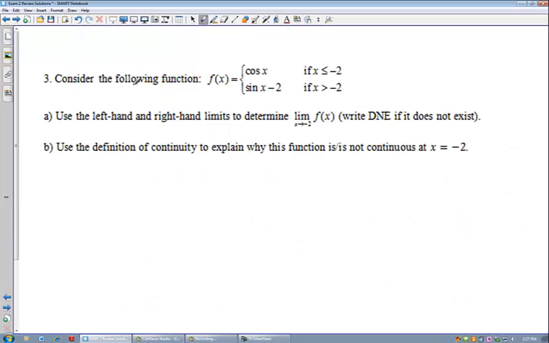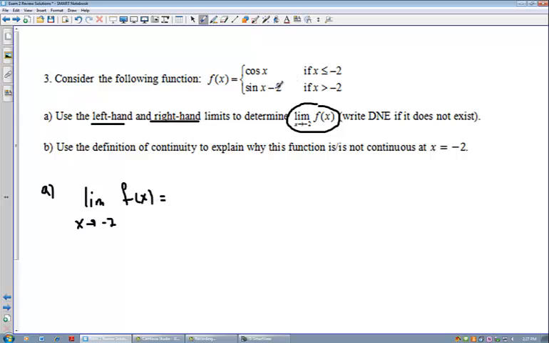All right, number 3. So number 3 says consider the following function. So we have a piecewise defined function. And so f of x is equal to cosine of x if x is less than or equal to negative 2, and sine x minus 2 if x is greater than negative 2. And then in part A, what we want to do is use left hand and right hand limits to determine what this limit might be. So we're trying to figure out what is the limit as x goes to negative 2 of f of x.